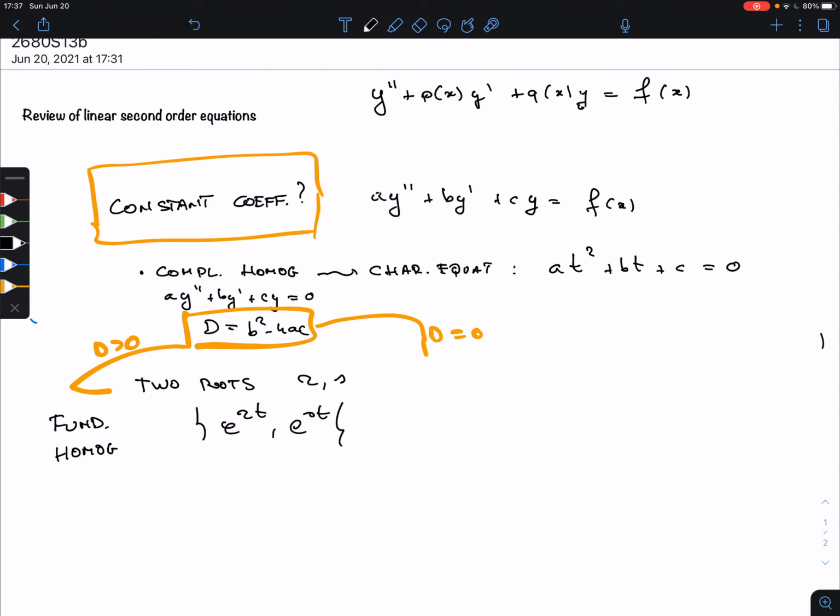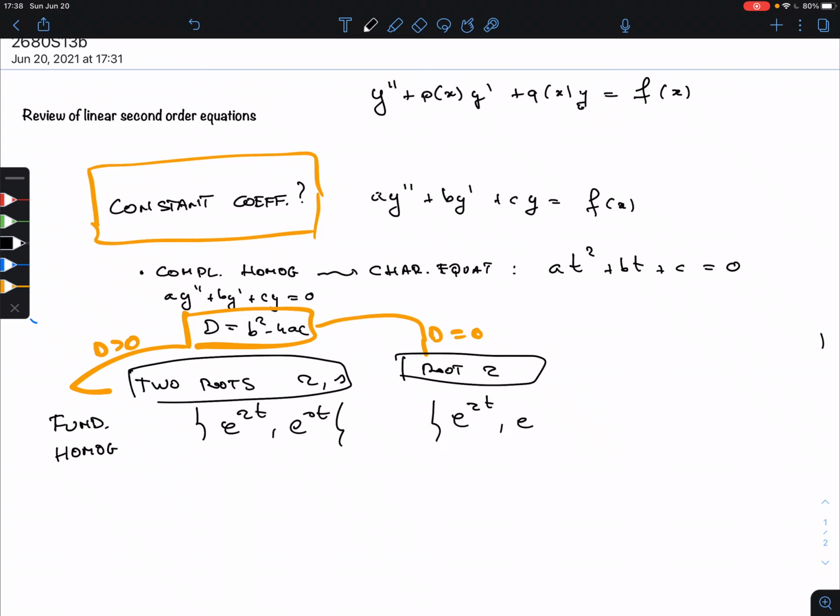So there is a single root, a single root R, and the fundamental system is e^(rx) and x e^(rx).